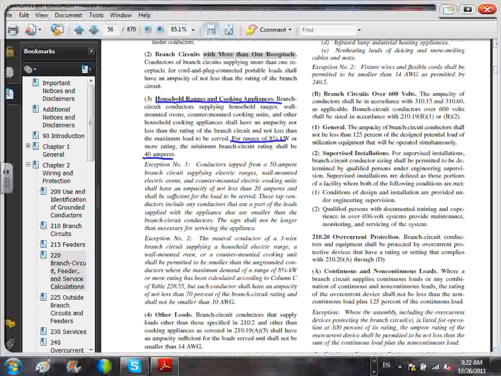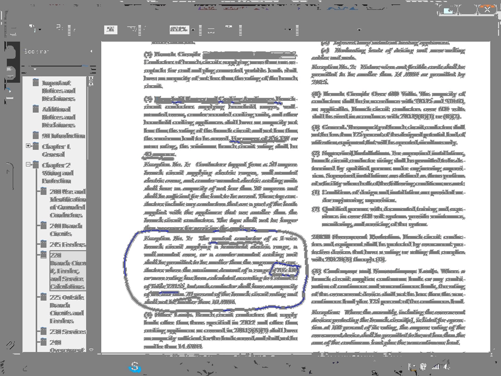The second thing I would like to highlight is the exception here. This exception is a big deal. When you calculate the neutral for the branch circuit of a range, it allows you to derate the neutral by 70%. The problem is the demand of the range must be this amount or larger. If you have a range of this amount or larger, you can derate the neutral for a branch circuit.